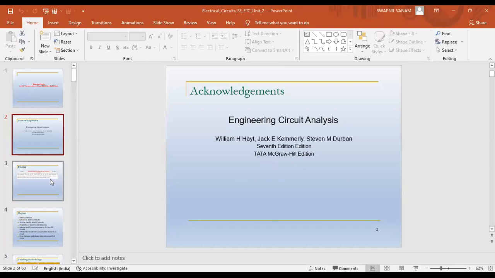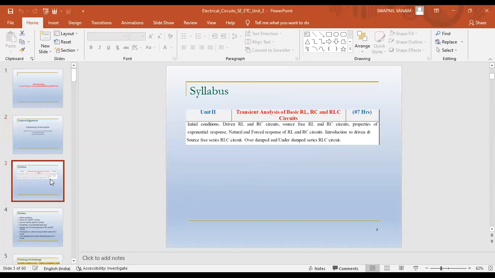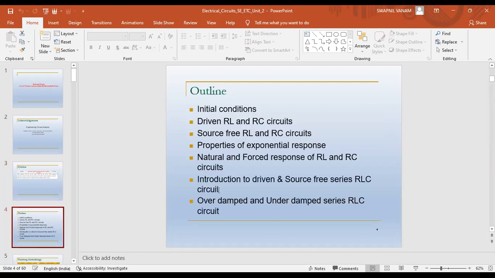In this unit, we are going to study the initial conditions of resistor, inductor, and capacitor, driven RL and RC circuits, and source-free RL and RC circuits. Then the properties of the exponential response, natural and forced responses of RL and RC circuits, as well as driven and source-free RLC circuits. At the end, the overdamped, underdamped, and critically damped conditions of series RLC circuits.